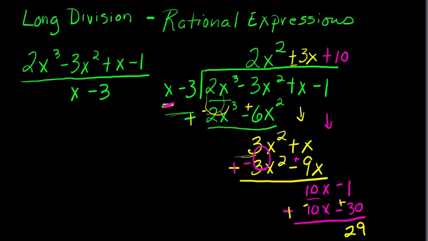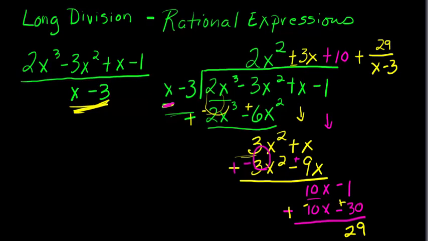When we have a remainder with long division in rational expressions, we write that remainder as a fraction. So we would say plus, and we would have 29 over what we were dividing by over here, so this x - 3.